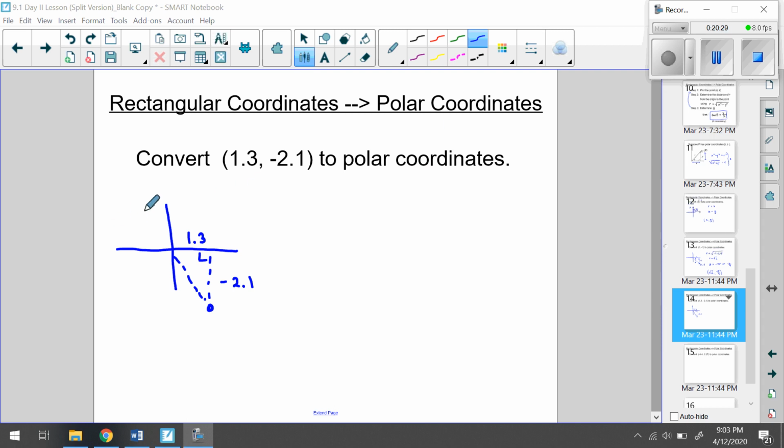So anyways, I went ahead and drew the sketch. So I know I'm in the fourth quadrant down here. Step 2 says to find the r value. So again, we'll just use the Pythagorean theorem to help us do that.